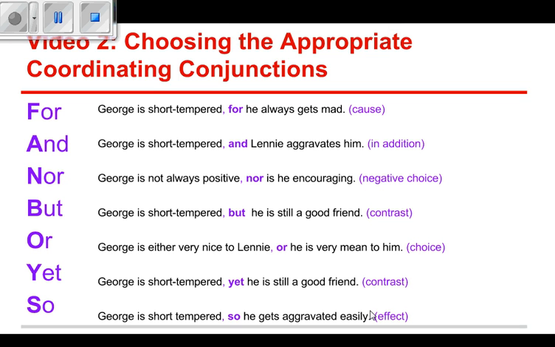So for a review, all of these coordinating conjunctions can be remembered by the acronym FANBOYS. All these coordinating conjunctions are connecting two separate independent clauses.